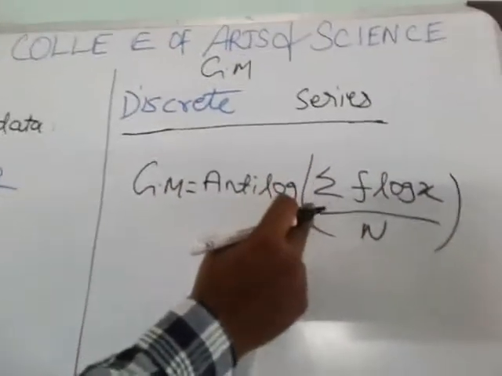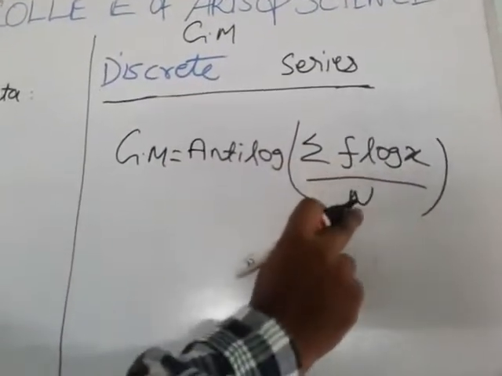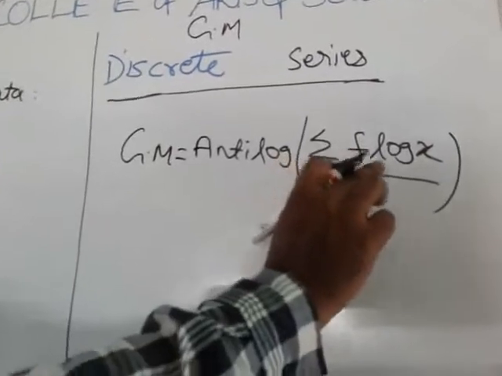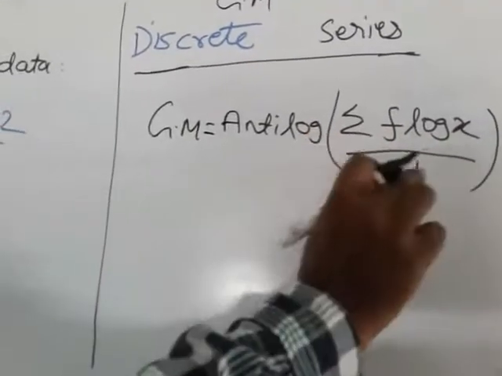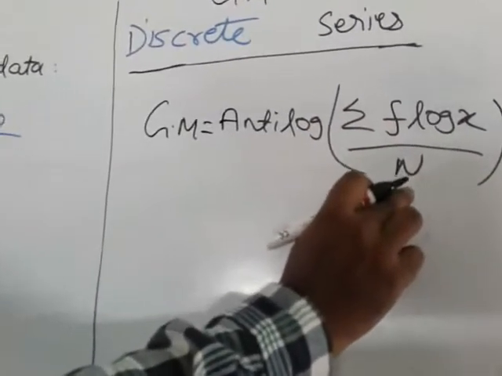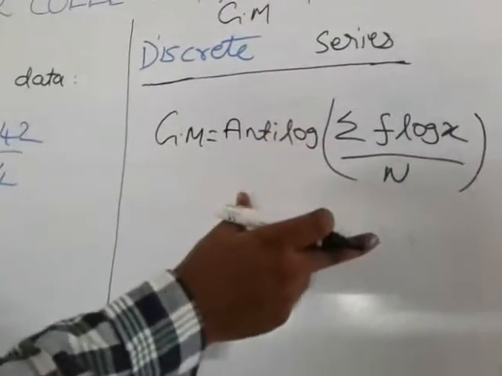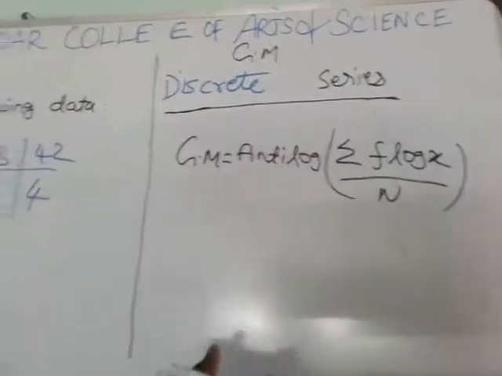In the previous formula for the individual series, it was summation log x by n. Here you just write log x into f divided by capital N, where capital N is the total of the frequency. So using this formula, you solve one problem. Then you will know how to do the problem.